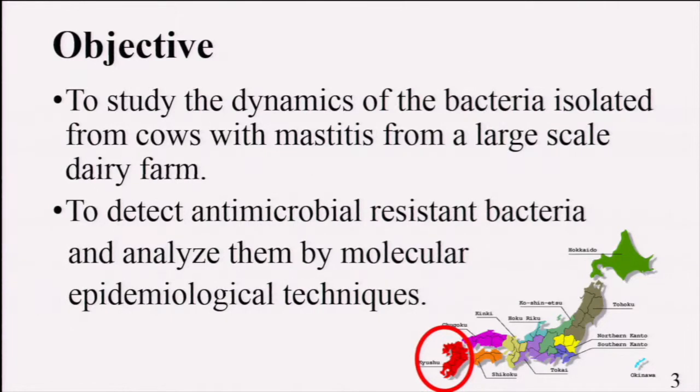So the objective of this study is to study the dynamics of the bacteria isolated from cows with mastitis on a large-scale dairy farm, and to detect the antimicrobial resistant bacteria and analyze them by molecular epidemiological techniques. The large-scale dairy farm that we used in this study is in the Kyushu area in Japan. As in the map picture, it's the southern part of Japan.